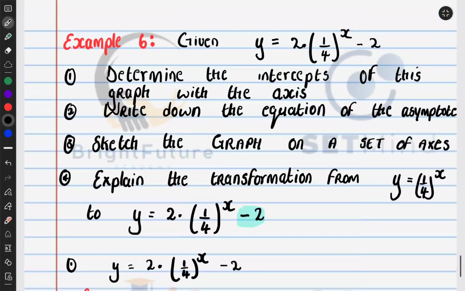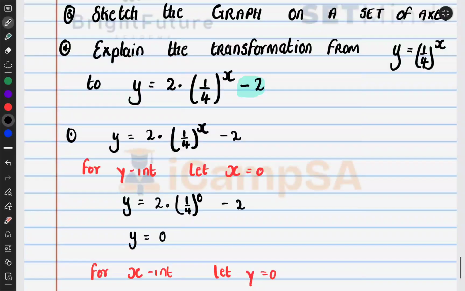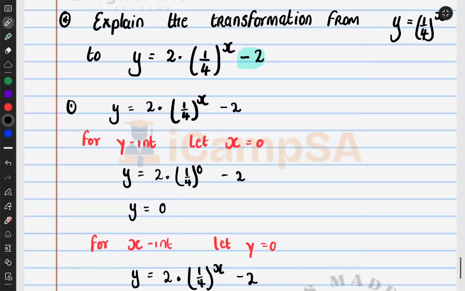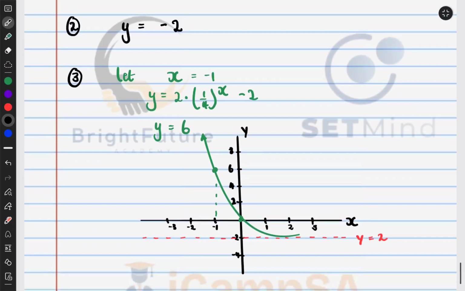Okay, and then for number 4, we also explain the transformation from y is equal to 1/4 to the power of x to y is equal to 2 multiplied by 1/4 to the power of x minus 2. You can see that we have the value of a, which stretches the function, and then the function has been shifted downwards.